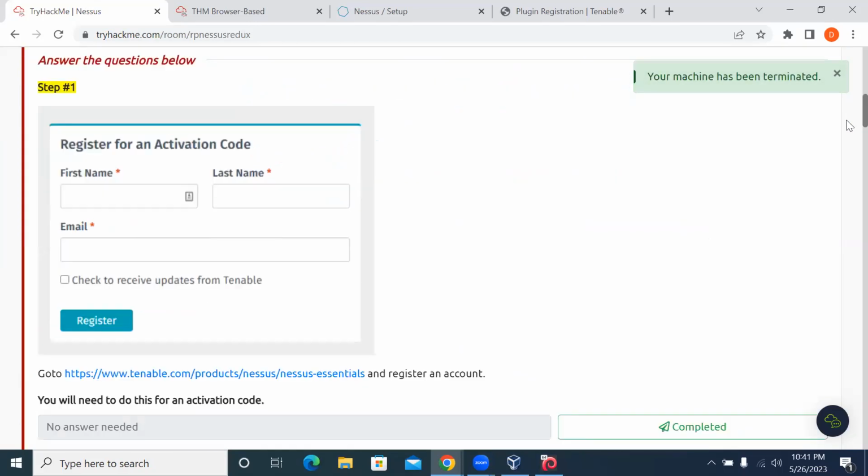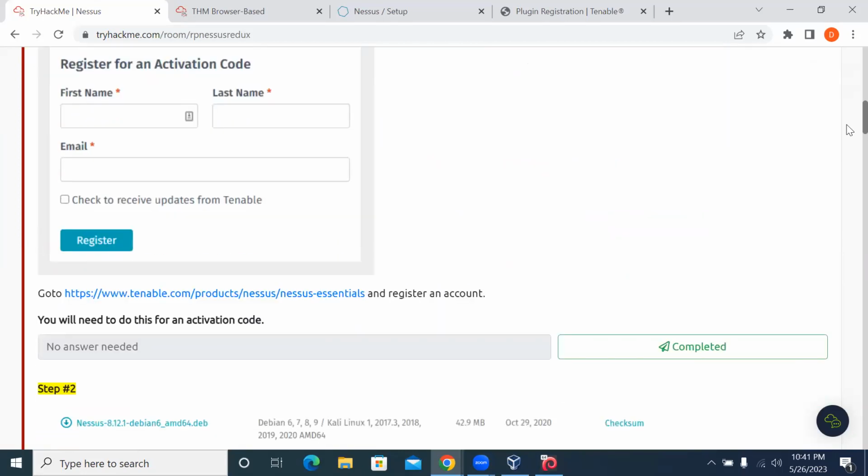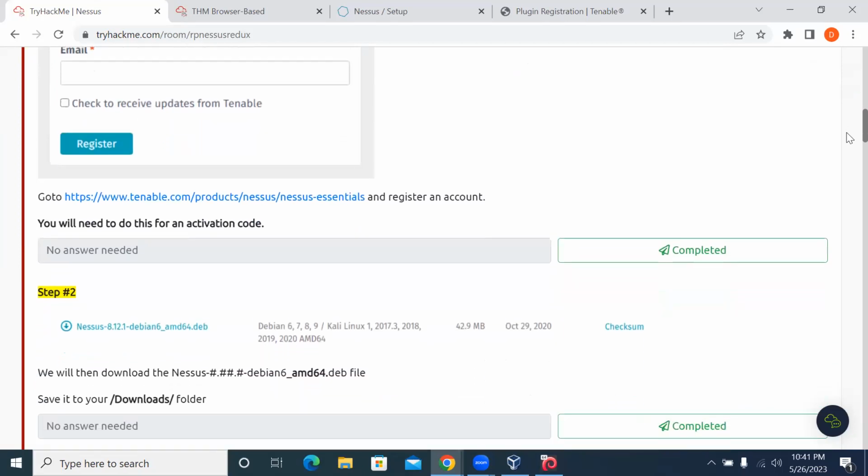Okay, let's go from here. So go to tenable.com, Nessus Essential, and register an account, right? You will need to do this for an activation code. So that's the first thing you need to do. Let's go ahead and do that.